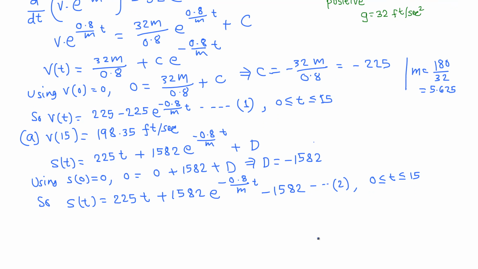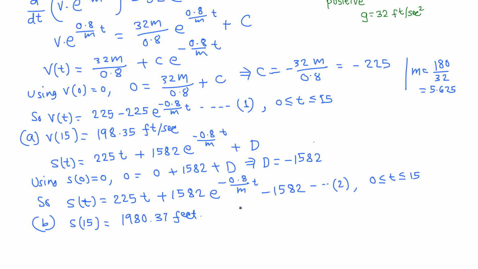Next we want to find the distance fallen before the parachute opens. That means in the first 15 seconds. Then that's part B. So yes, 15. So plug in t equals 15, and m is 5.625, and use your calculator, and it comes out to be 1980.37. That's feet.